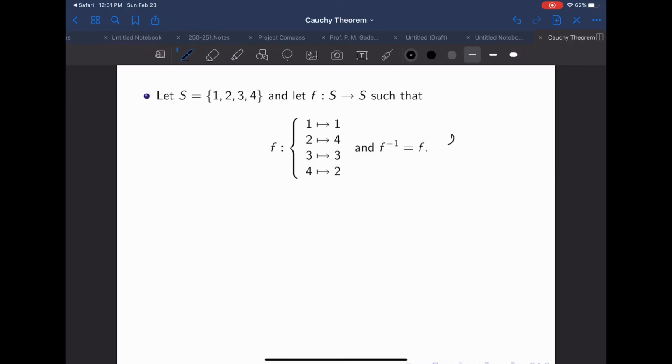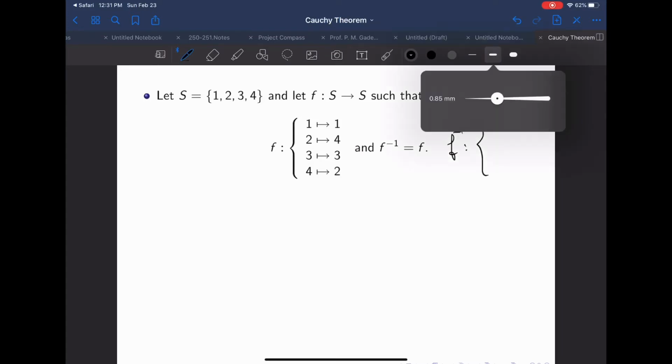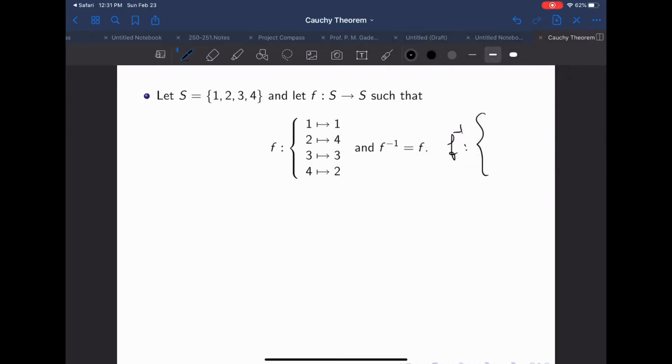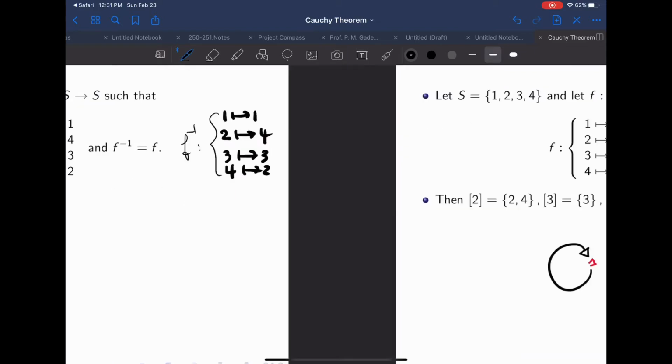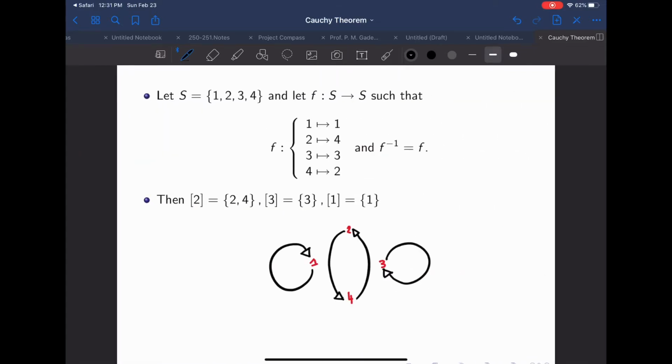So if you were to compute the inverse of F, you will agree that we will send 1 to 1, 2 goes to 4, 3 goes to 3, and 4 goes to 2. So clearly, for this map, the inverse of F is actually F. All right, now let us compute the orbits of an element.